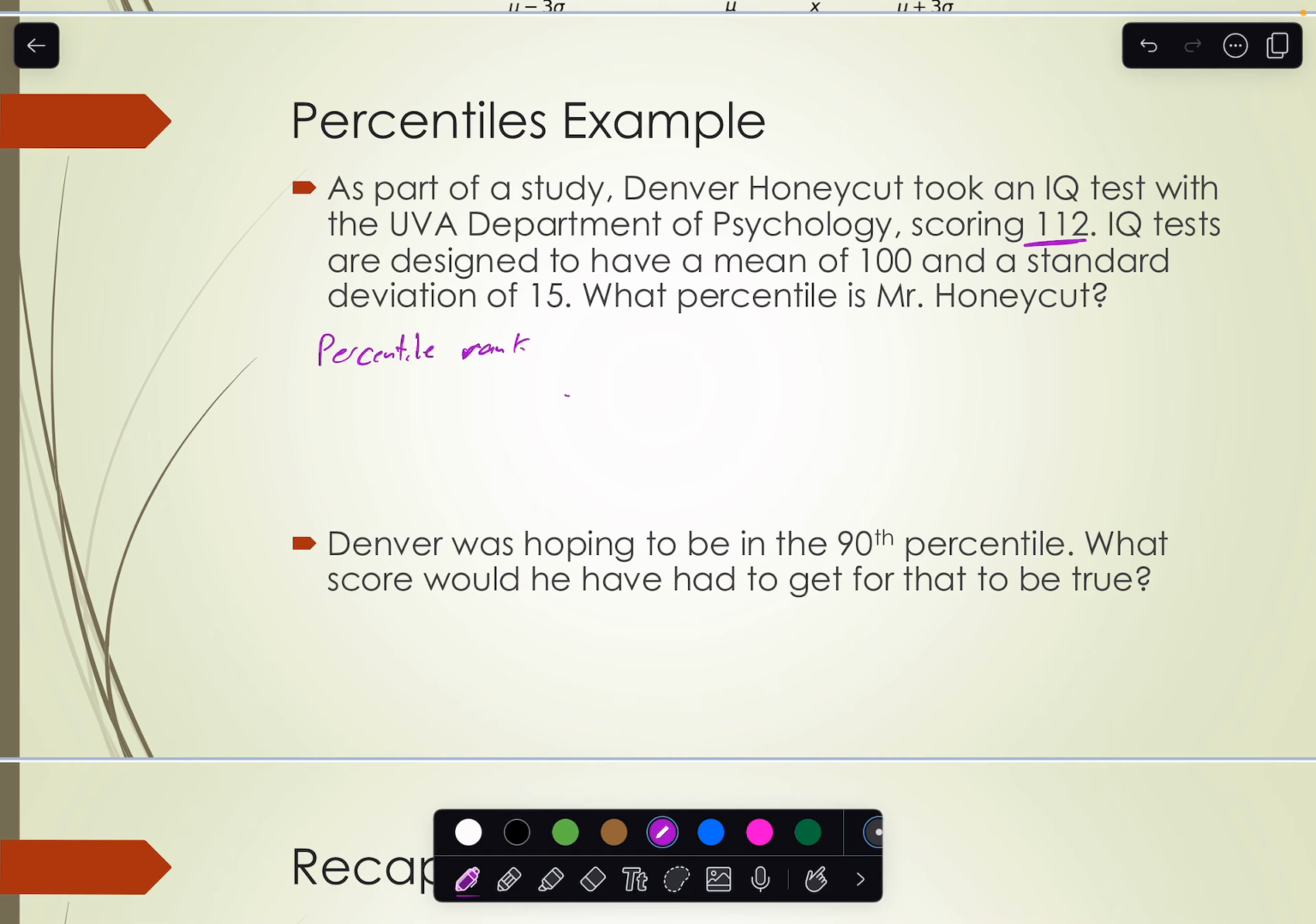Honeycutt's score. What helps me is to sketch a normal curve here because this is normally distributed. I've got 100 here, which is the mean, and then I've got 112. And I want to know what percentage is less than or equal to that. To find that, use the normal distribution. So I'll use norm dist, put in 112, that's the x, put in the mean, put in the standard deviation, and I want cumulative. I see what I get out.